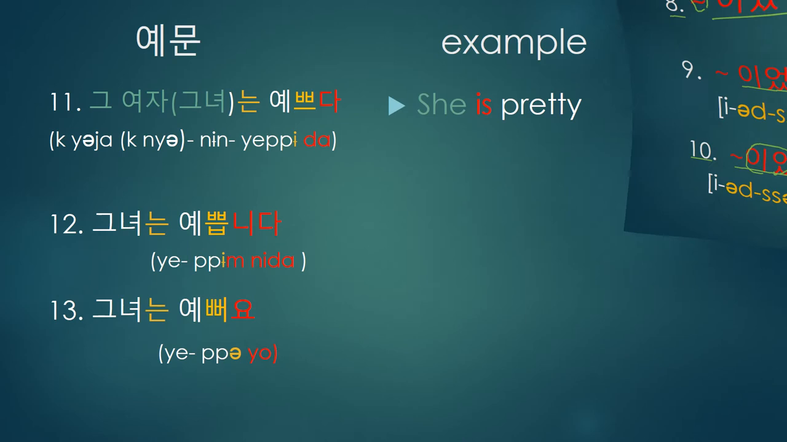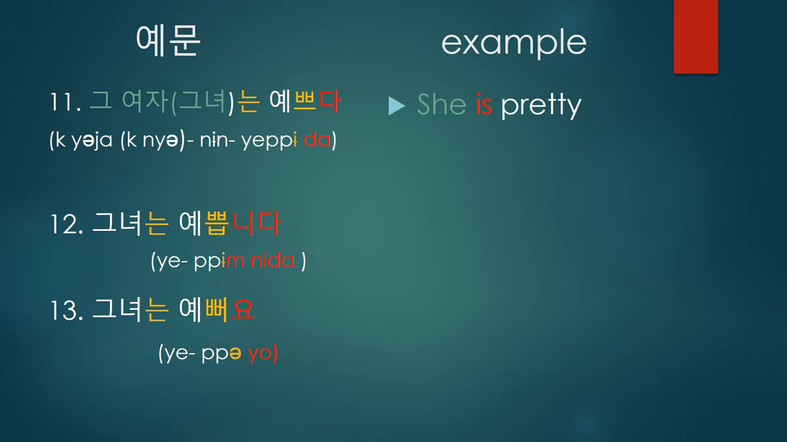Okay, example sentence of the past tense of verb. So, number 11. 그 여자는 예쁘다. She is pretty. 그 여자는 예쁘다.